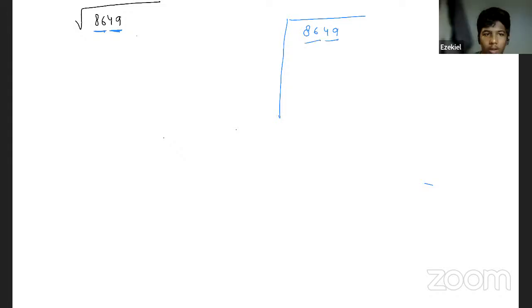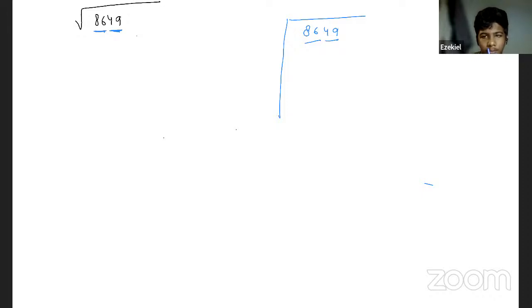Okay, so Ezekiel will tell me the step by step, okay? Ezekiel, what is the first step? We'll take 9 because 9 and 81. No. First step is you have to pair from the right hand side. So 49 is the first number, and the second number is 86. Okay, so I'll make the figure for you. Now what's the next step?